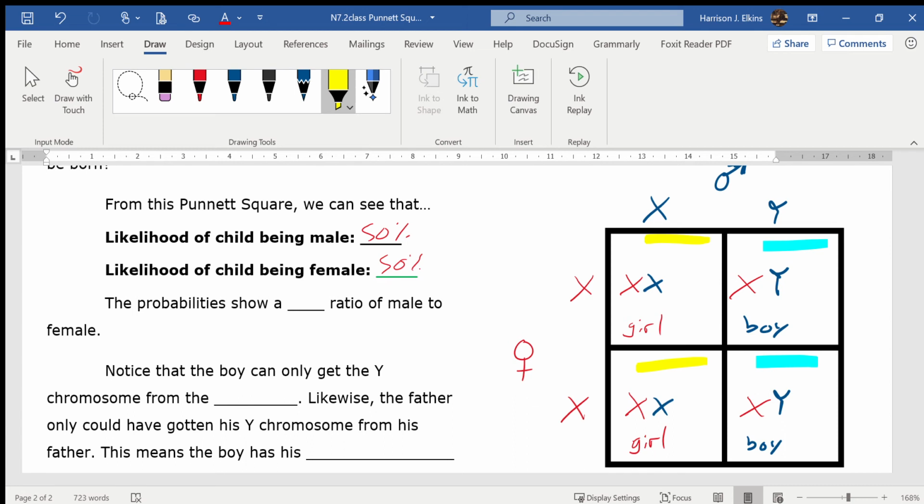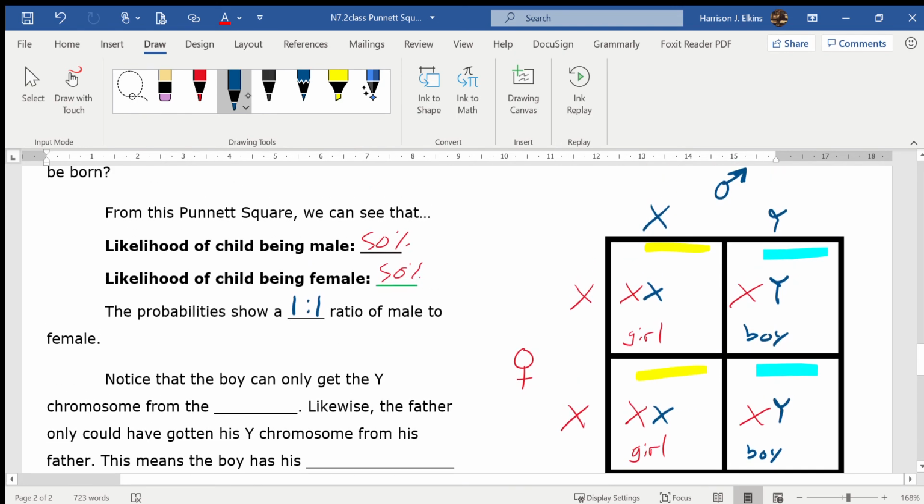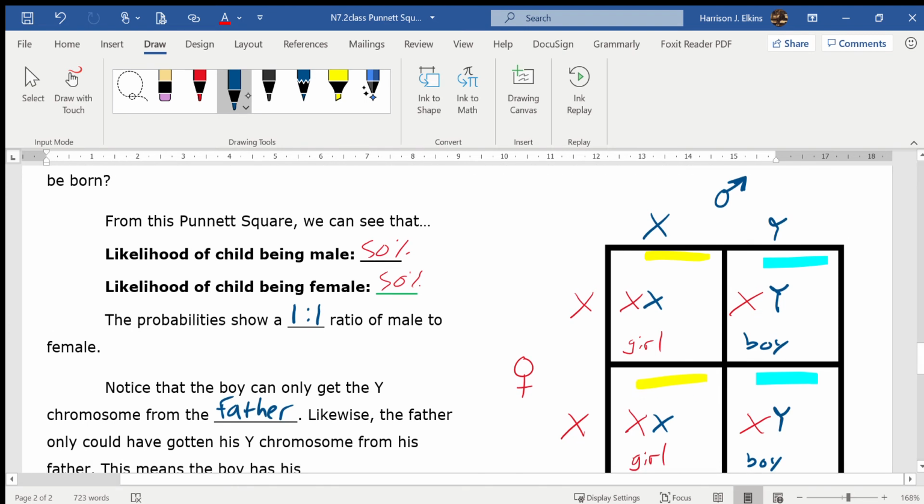Okay? Another way we could say this is that it shows a 1-to-1 ratio. What does that mean? For every girl that I have, one boy. So 1, 2, 1. That's how you read this. Okay? Notice the boy can only get the Y chromosome from the father. And if you think about it, where did the father get his Y chromosome from?